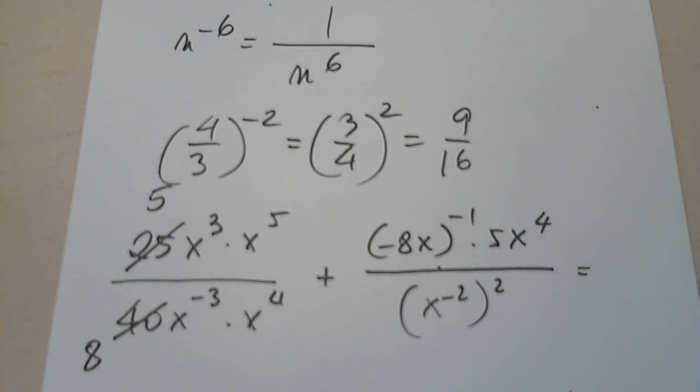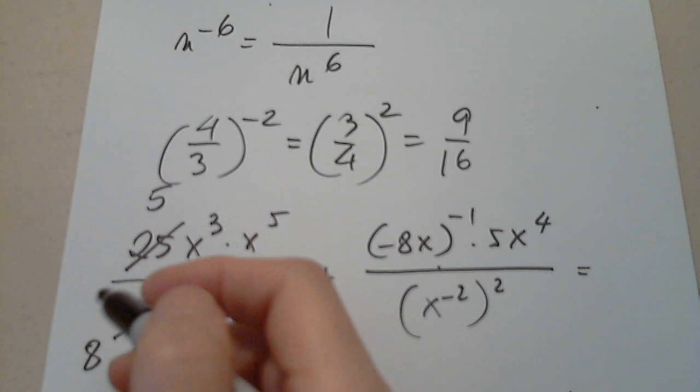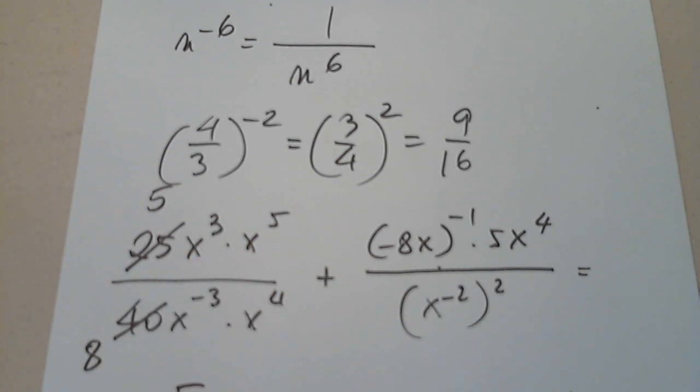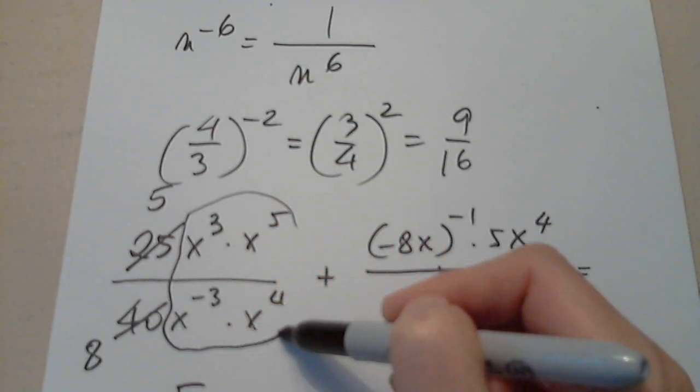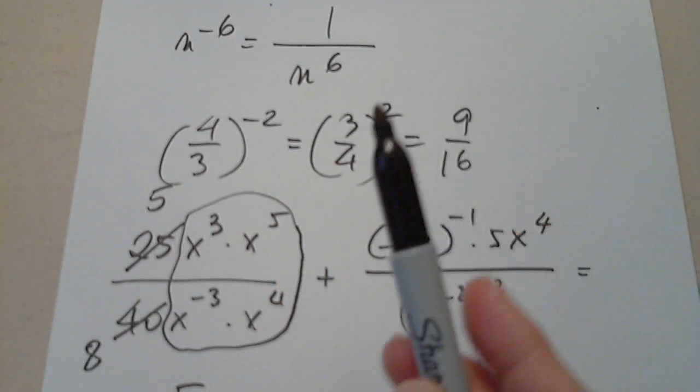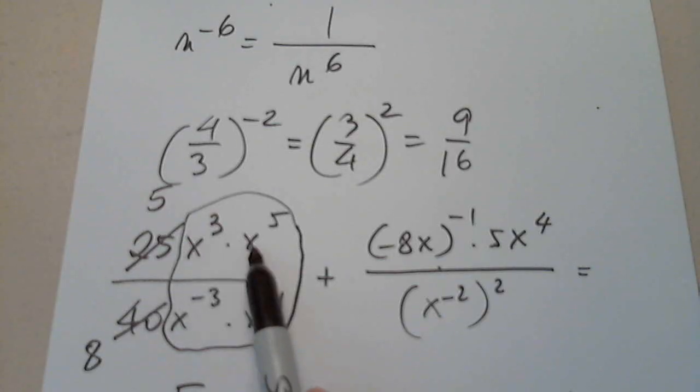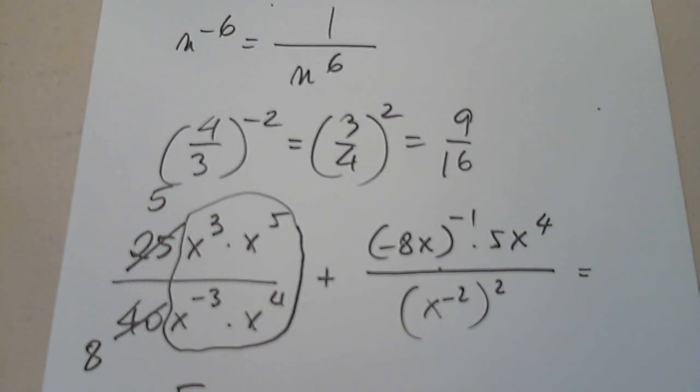25 divided by 5 and 40 divided by 5. So now the fraction has 5/8 in front. Now let's look at these x's. The numerator, when I multiply, I copy the base and I add the exponents. 3 plus 5, that will be 8. -3 plus 4 is 1.